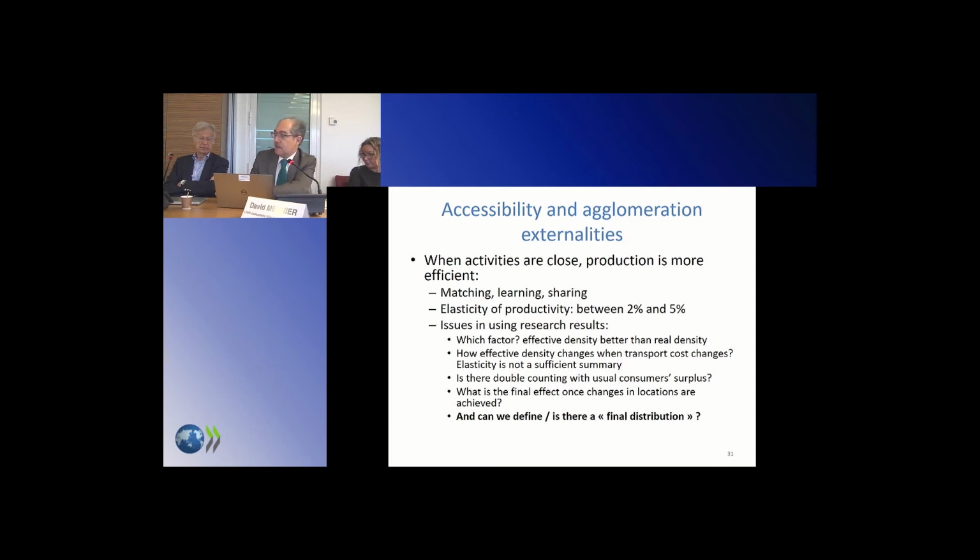When activities are close, production is more efficient. You know about the usual sources that are quoted for explaining this: the matching, learning, sharing, etc. What is important is that in the last years, econometric analysis has been quite able to sort out what was really linked to, in fact, the density effect on productivity.